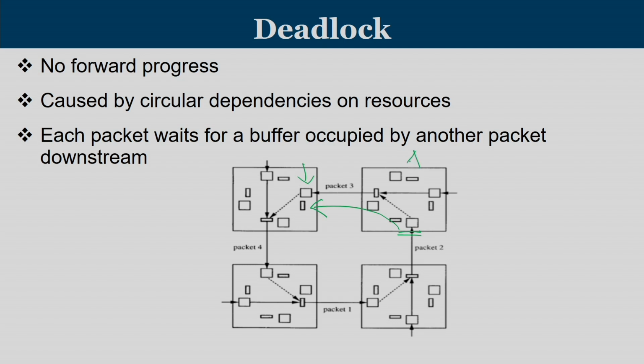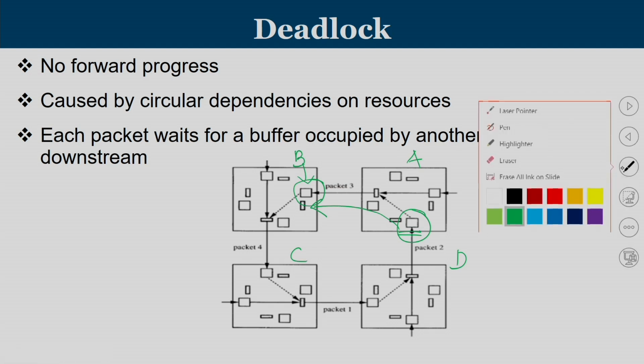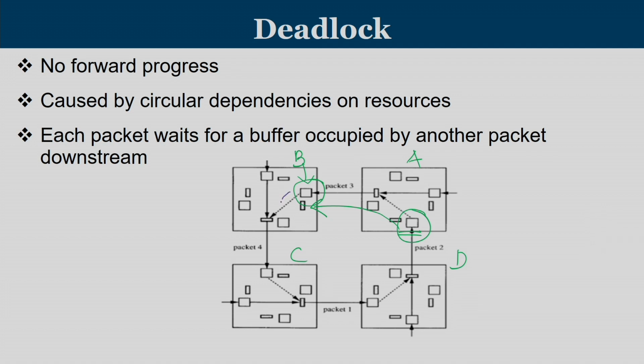Let us say we will call them A, B, C and D. A packet in the south input port of A is looking for a buffer in the east input port of B. Now, consider a packet in the east input port of B looking for a buffer in the north input port of C. Similarly, another packet sitting in the north input port of C is looking for the west input port of D. And to complete the cyclic dependency, a packet sitting in the west input port of D is looking for the south input port of A.